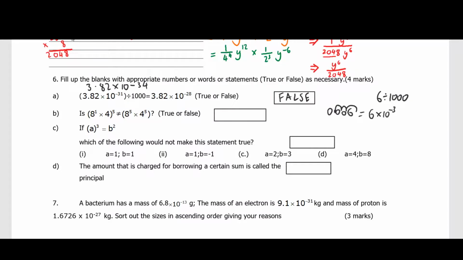Is 8 to the power of 1 times 4 to the power of 1, all to the power of 5, not equal to 8 to the 5 times 4 to the 5? True or false? So here we can multiply the indices. There's a 4 to the 1 there, even though the 1 is not written. So we're going to have 8 to the power of 1 times 5, which is 5, times 4 to the power of 1 times 5, which is 5. And they're the same. So are they not equal? It's false.